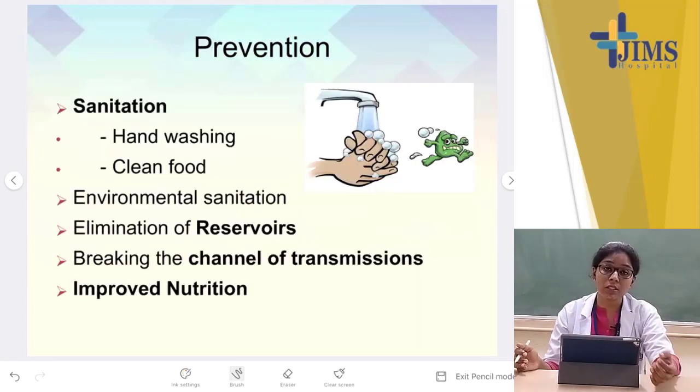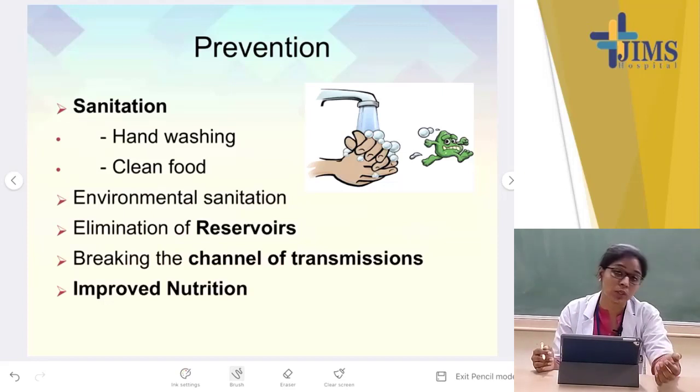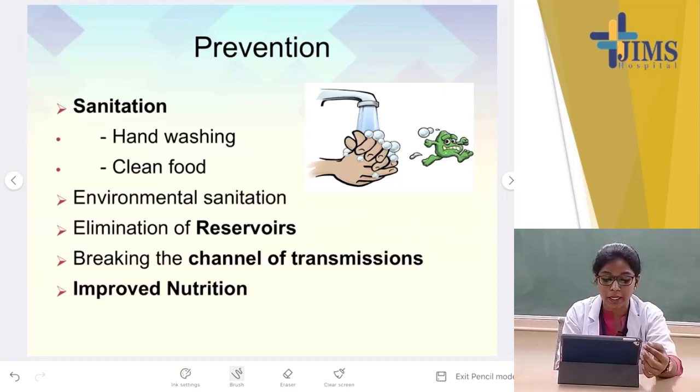How can you prevent it? Of course, sanitization is definitely required. Hand sanitation is required. Hand washing should be done. Clean food must be consumed, and you have to take all precautions so that reservoirs can be eliminated and the channel of transmission can be well broken. And definitely, providing nutritious food can also help us in preventing watery diarrhea.